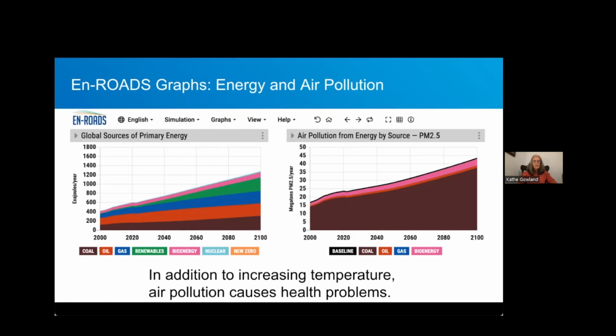So what this scenario is telling us is that if we don't change anything, we're likely to see these kinds of impacts by 2100 and continuing beyond that. So let's see what we can do to make a big difference in this trajectory. And we're going to use the En-ROADS model to do it.